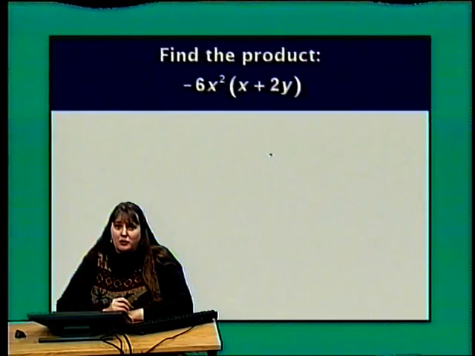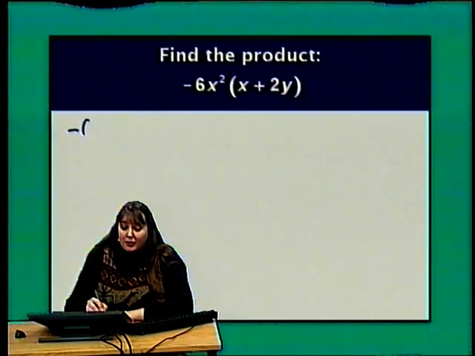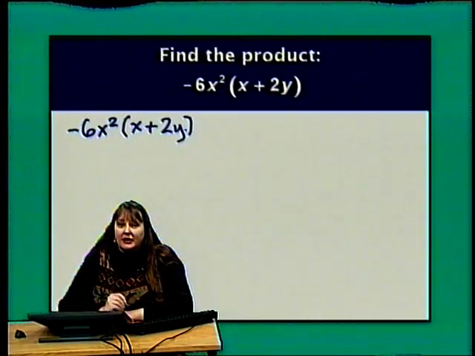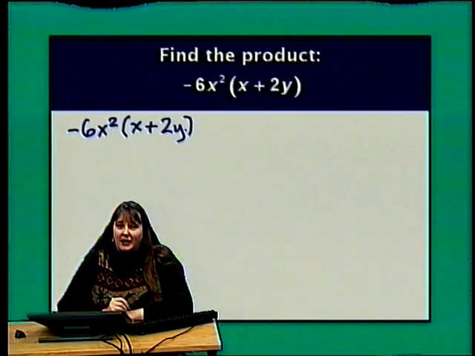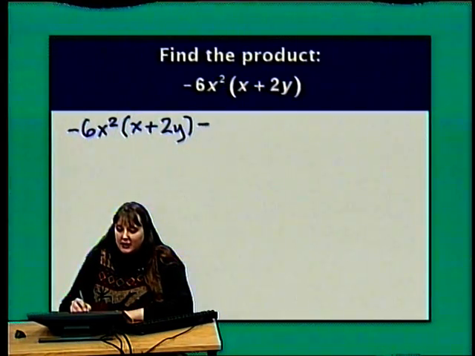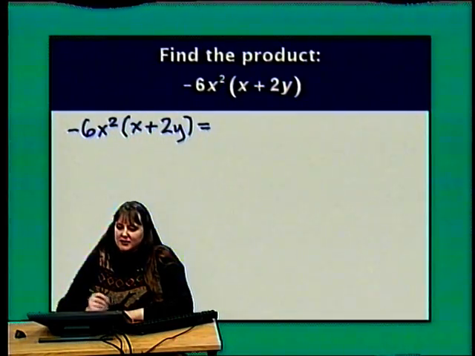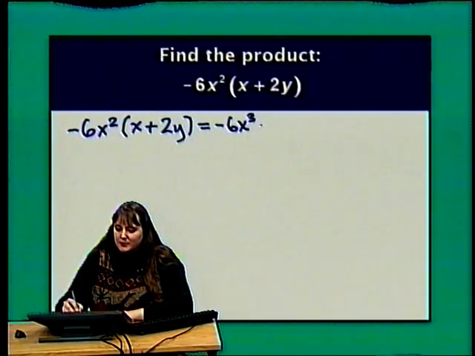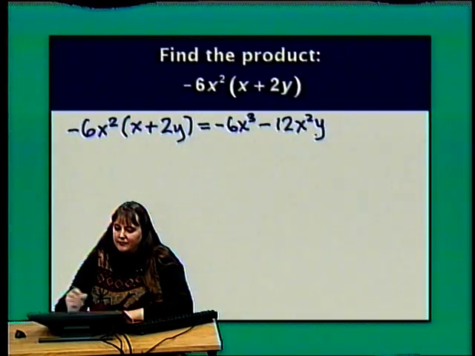Let's look at another monomial times a binomial, and this time I'm going to do the multiplication in my head. Negative 6x squared times x plus 2y. Again, I need to distribute. I'm going to distribute the negative 6x squared to the x and the 2y. Negative 6x squared times x is negative 6x cubed. I have 3 factors of x. Negative 6x squared times positive 2y gives me negative 12x squared y.